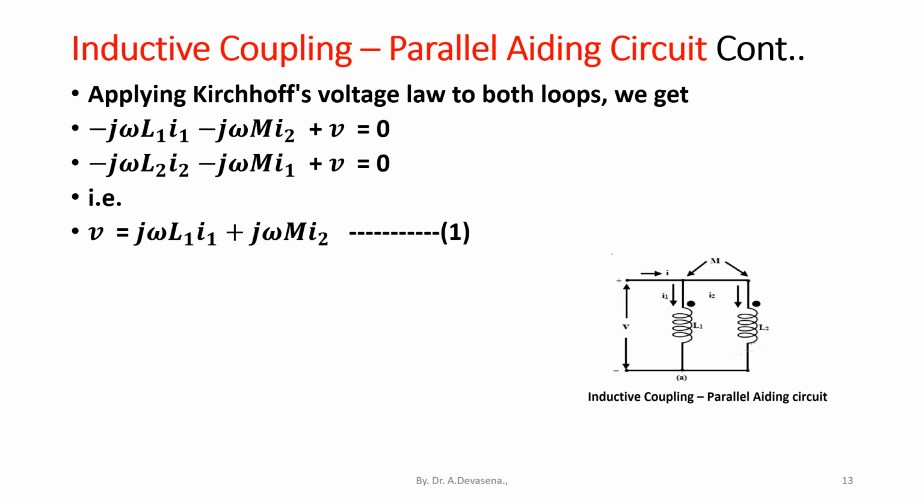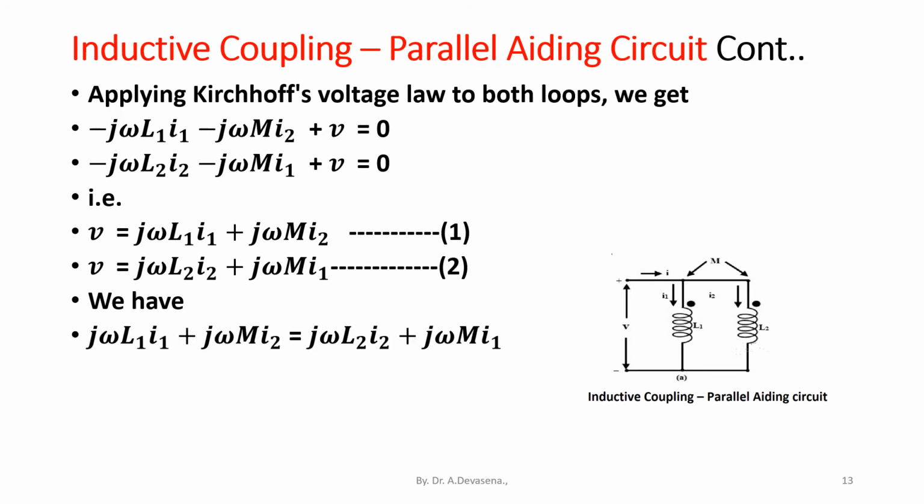That is, V is equal to jωL1 I1 plus jωM I2. Consider this as equation 1. And V is equal to jωL2 I2 plus jωM I1. Consider this as equation 2. We have jωL1 I1 plus jωM I2 equal to jωL2 I2 plus jωM I1. That is, here we have equated equation 1 and equation 2.